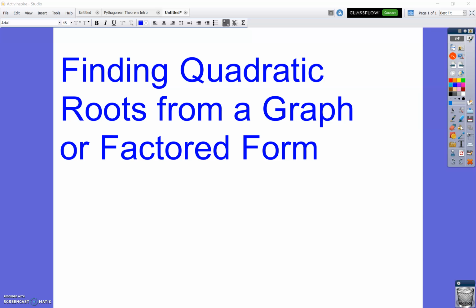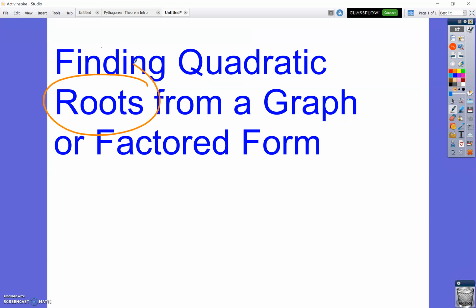Okay, we're continuing on with quadratic equations, and where we're going to go here is looking at how to find the roots of a quadratic function from a graph or from factored form. I'm going to unpack all those words like roots. What do we mean by that?